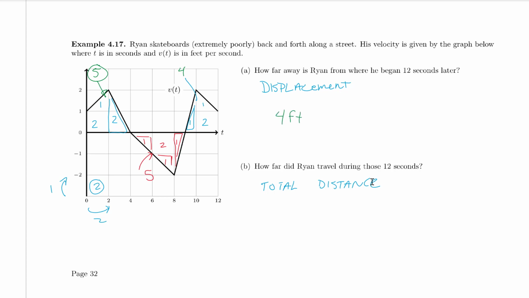Therefore, our total displacement is 4 feet, because it's plus 5 minus 5 plus 4, and that is equal to 4. Whereas the total distance traveled is 14 feet, because that is a 5 plus the absolute value of negative 5 plus a 4, and so that gives us our 14 right there. And that's all the examples.